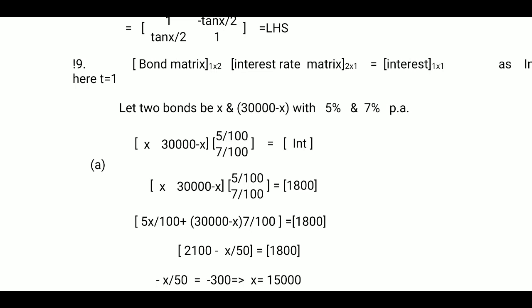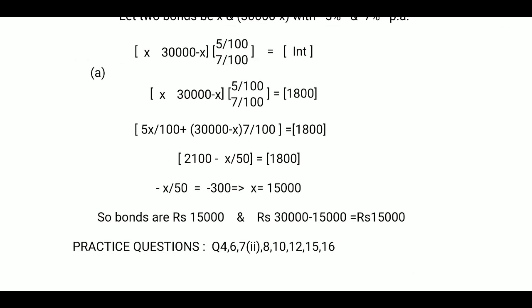Now come to the first part, that is [x, 30,000 minus x] times [5/100; 7/100] is equal to 1800. Multiplying using the multiplication rule, you get 5x by 100 plus (30,000 minus x) into 7 by 100 is equal to 1800. Solving, we get 2100 minus x by 50 is equal to 1800. Minus x by 50 is minus 300. Thus x is equal to 15,000. So the bonds are 15,000 and 30,000 minus 15,000, that is 15,000.